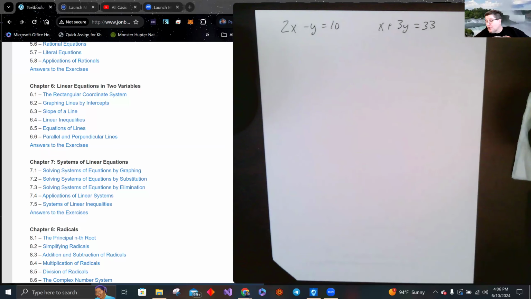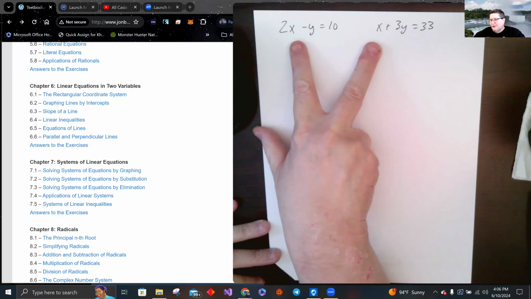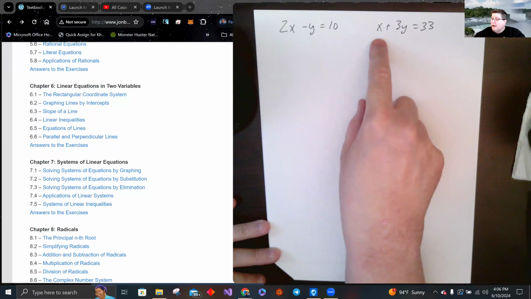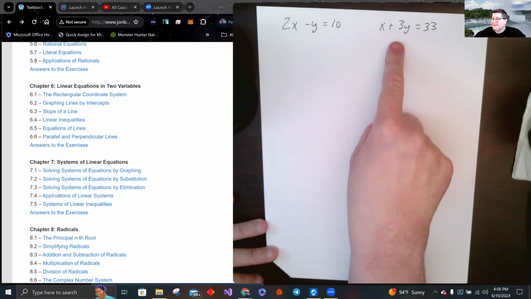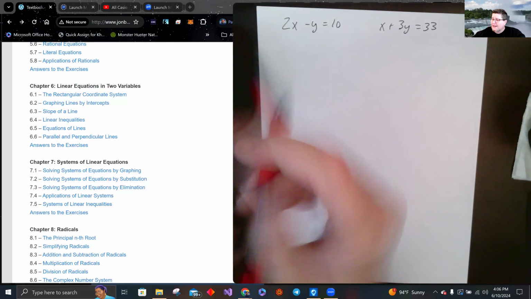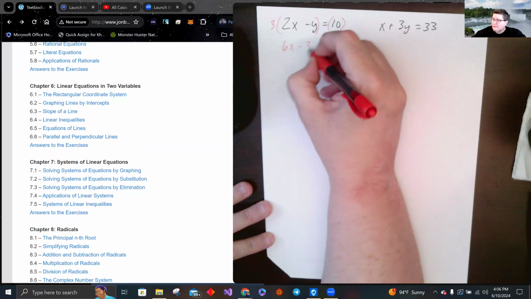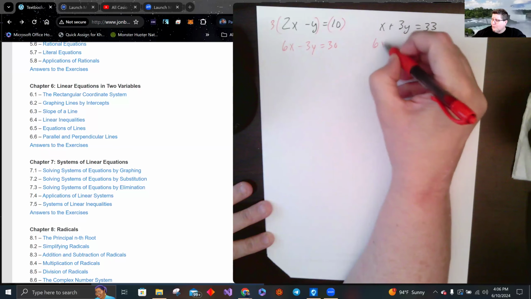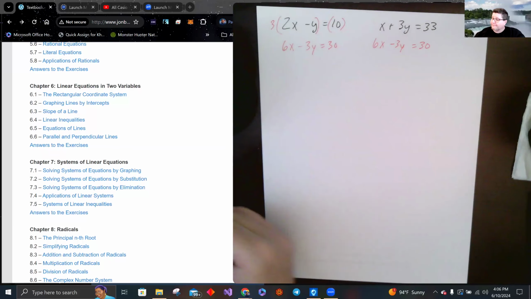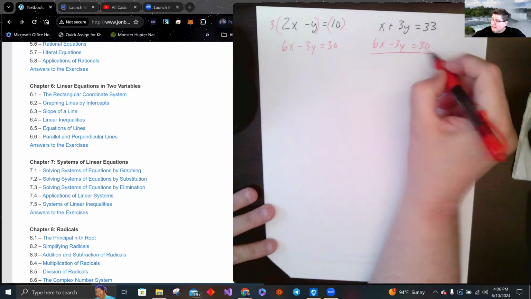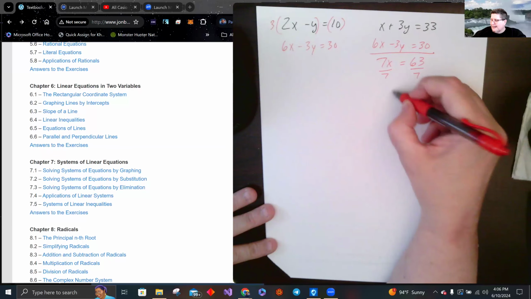All right. You've got a couple good choices. The x's are actually closer in value. I only need to multiply one of these by 2. But I like that y is already negative. This y is positive. This y is negative. And it looks like if I just multiply this by 3, I have something that when I add them together, magic happens. So I add them together, I get 7x equals 63. I divide by 7 and I get x equals 9.